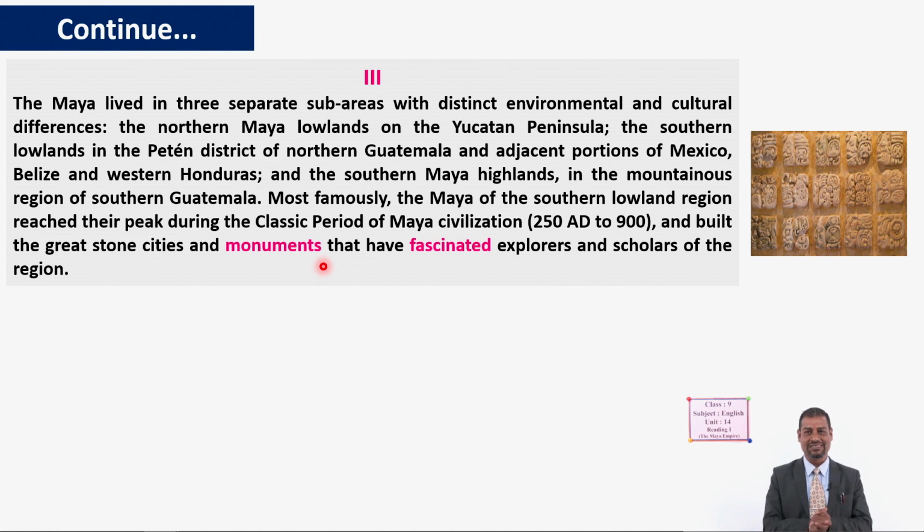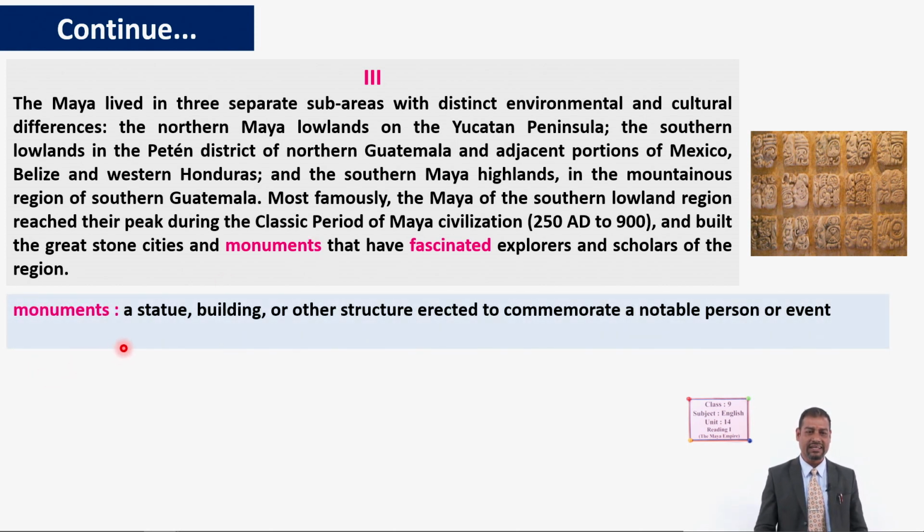M-O-N-U-M-E-N-T-S, monuments. So what does it mean here? Okay, tell me once again. Yes, you are right. The meaning of this word is a statue, building, or other structure erected to commemorate a notable person or event. For example, if you have seen Rani Pokhari, that can be taken as a monument. Let's say Taj Mahal. These are examples of monuments. Have you got the idea?